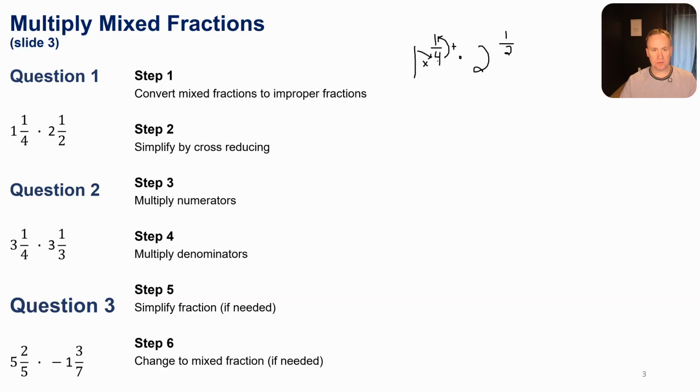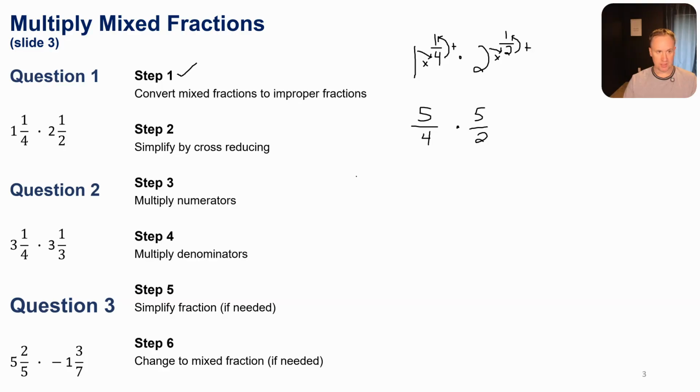So 1 times 4 is 4. 4 plus 1 is 5. That is the new numerator, and our denominator stays the same. So 1 1/4 changes to 5/4 times, again, 2 times 2, which is 4, and 4 plus 1, which again is 5. In this case, I have a denominator of 2 though. Okay, so I have 5 over 2. So that's step number 1 for us.